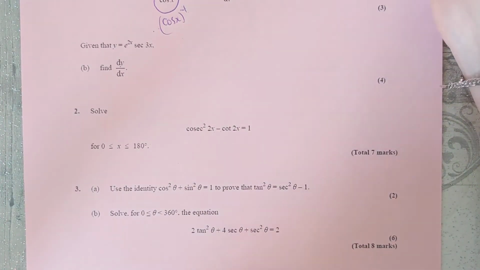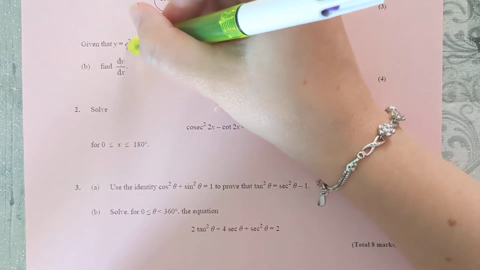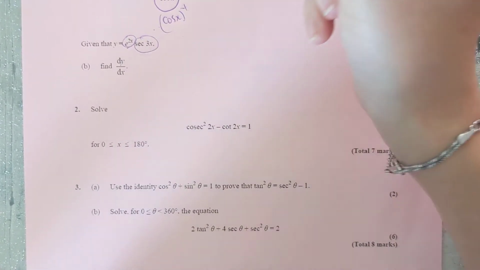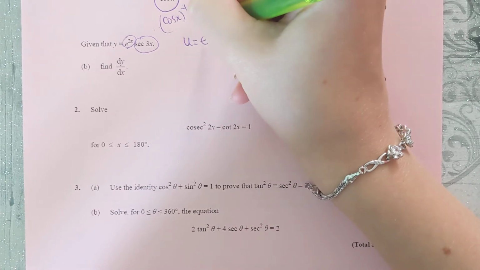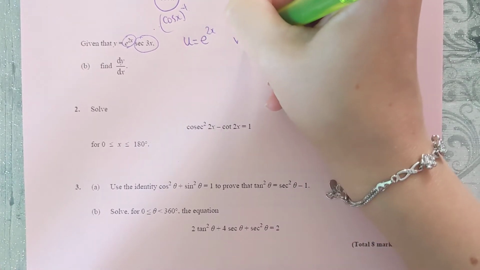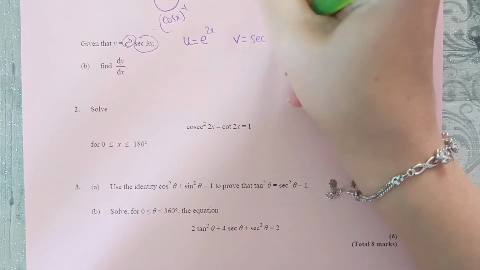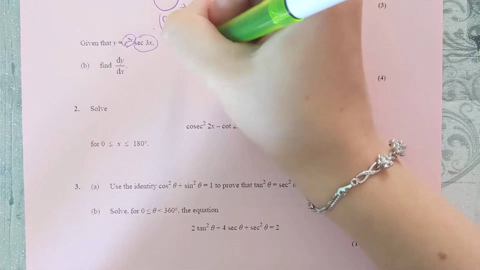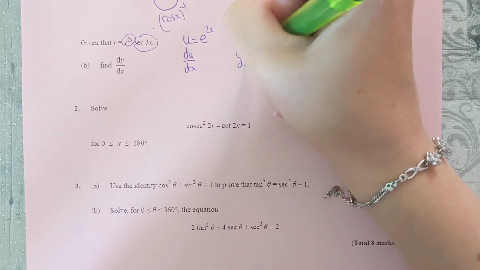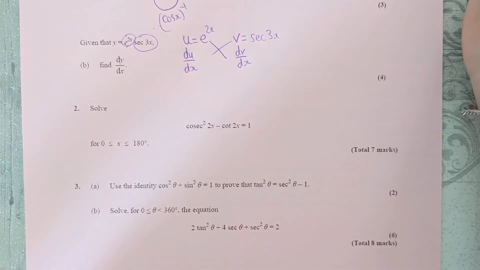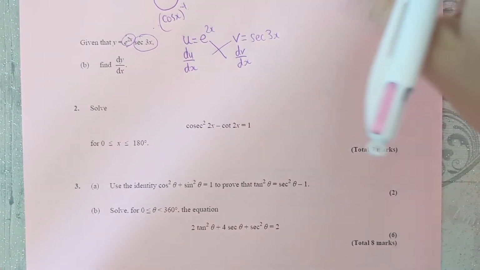So for part B, you've got two different functions here that are times together. So this would be the product rule. So you should be saying that u is e to the 2x, v is sec 3x. So you need to differentiate both of those. And then product rule is just where you times them together like that.